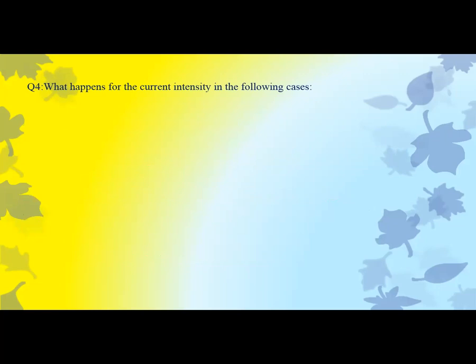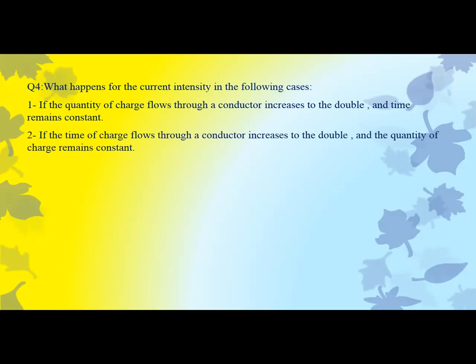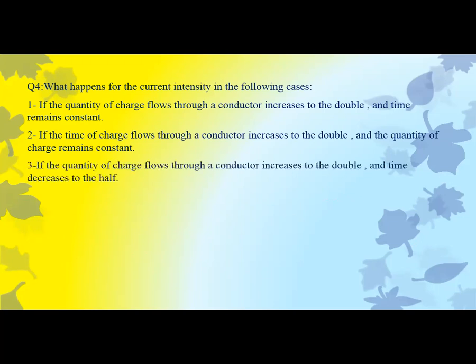What happens to the current intensity in the following cases? Let's see this in a bit more detail. What happens to the current intensity if the quantity of charge flowing through a conductor increases to double and the time remains constant? You know the law: I equals Q over T. If the quantity of charge doubles, what happens to the intensity if the time is constant? The second case: the time flowing through the conductor doubles and the quantity of charge is constant. The third case: the quantity of charge doubles and the time halves.